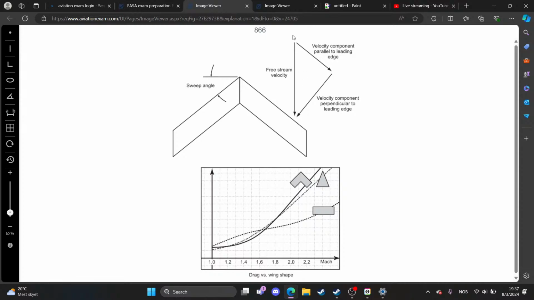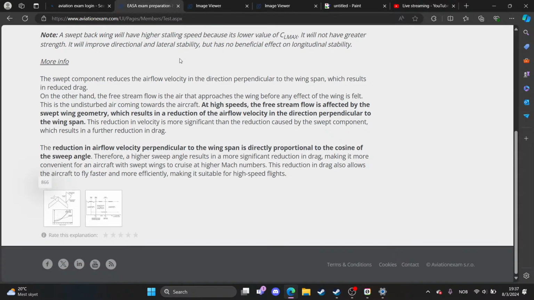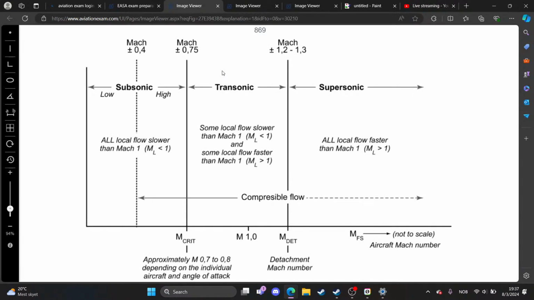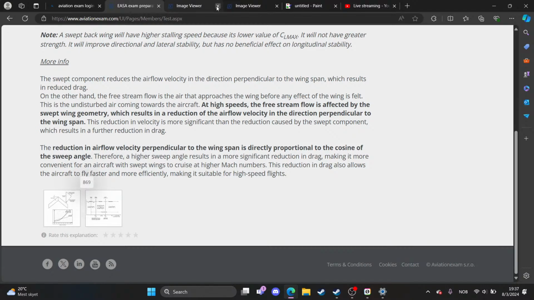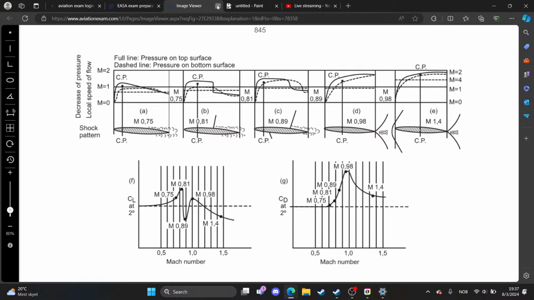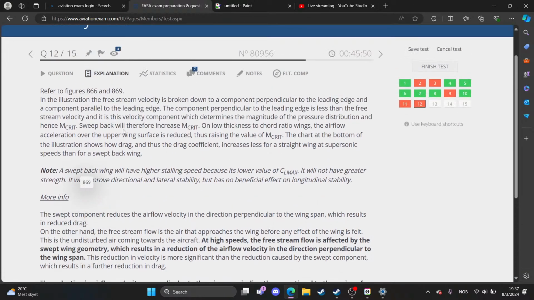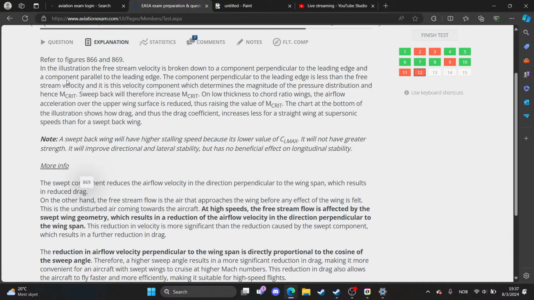This is what I was trying to draw. So you got the free stream. But which angle is that? Useless, useless, useless. Just gonna have to read.